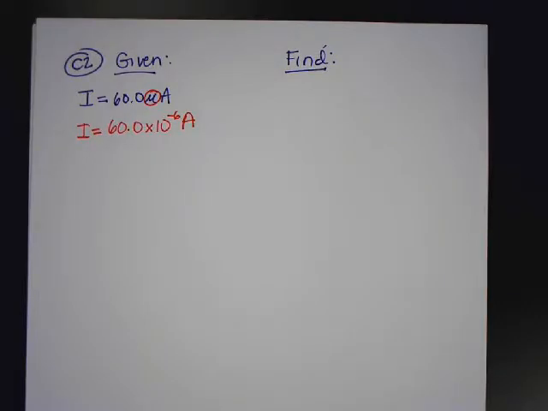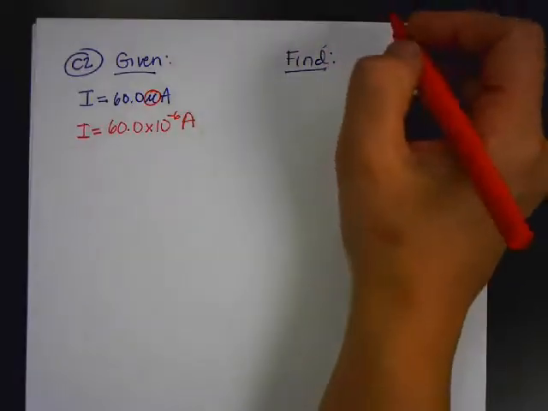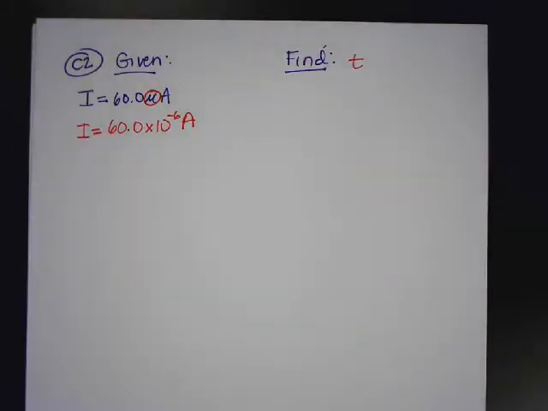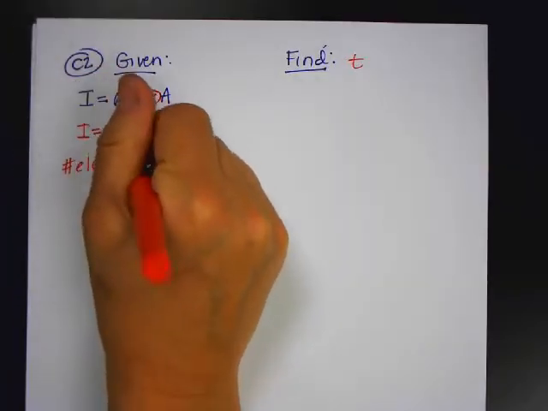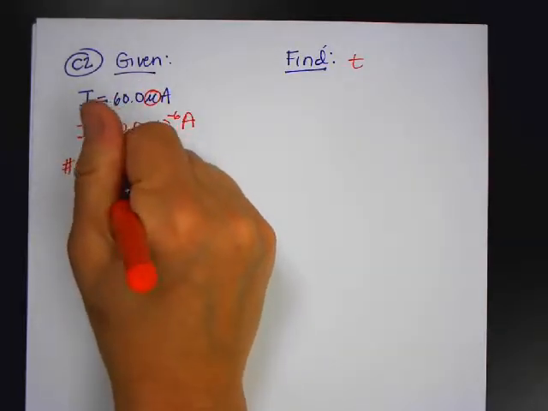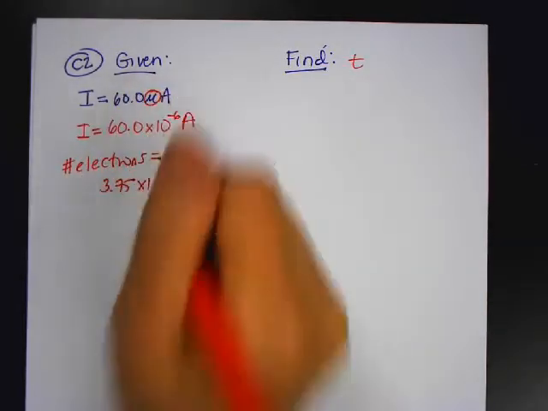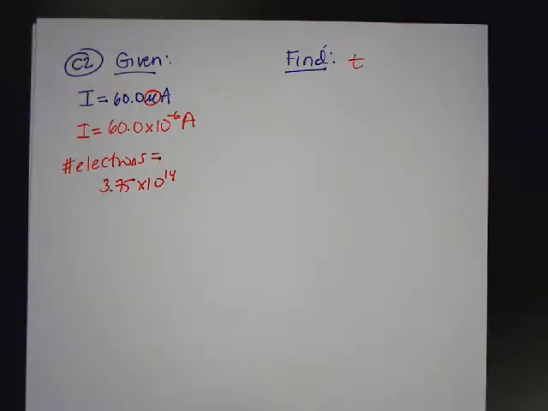It says, how long does it take? So when it says how long does it take, I know I want to find time. How long does it take for 3.75 times 10 to the 14 electrons? So they're telling me the number of electrons is equal to 3.75 times 10 to the 14. That's the number of electrons. So right away, I wrote that in my given, but I didn't do any problem like that, so I'm not really sure what that is. So I'm just going to write it down.